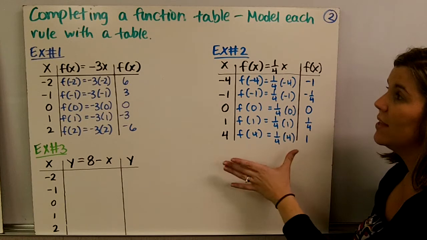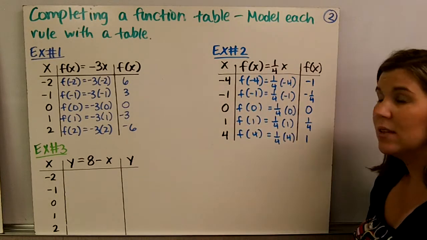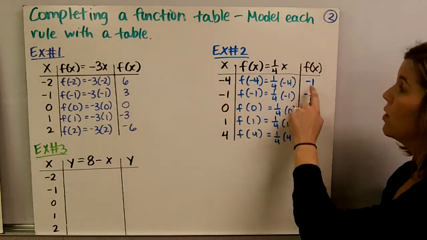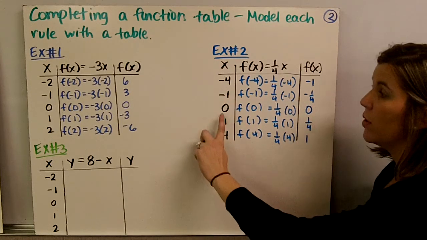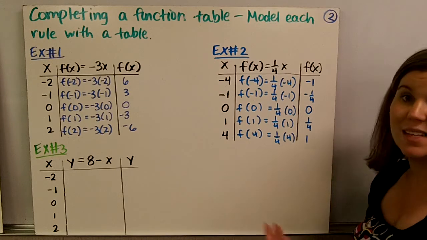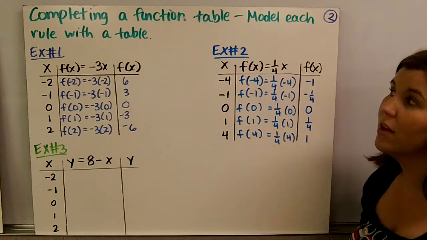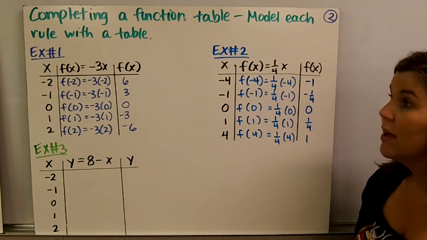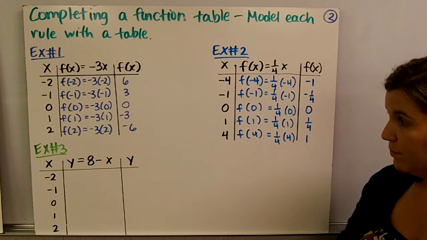So we could write these. This is a table. You could take the table and write ordered pairs. -4, -1. -1, -1/4. 0, 0. 1, 1/4. And 4, 1. This could be a set of ordered pairs. A table is another way to display a function, also a relation.